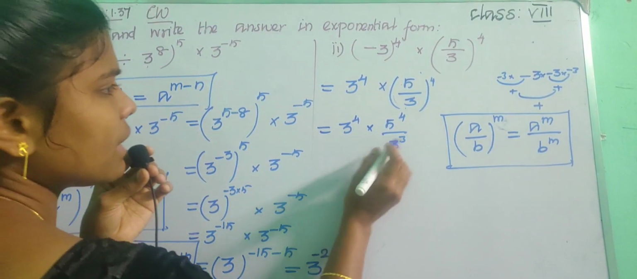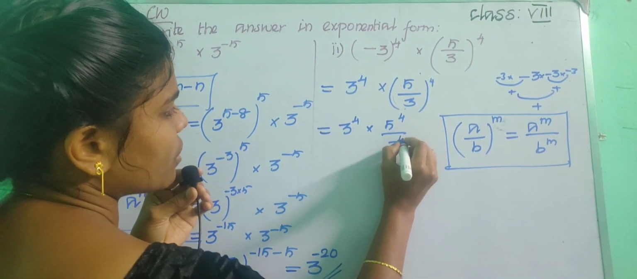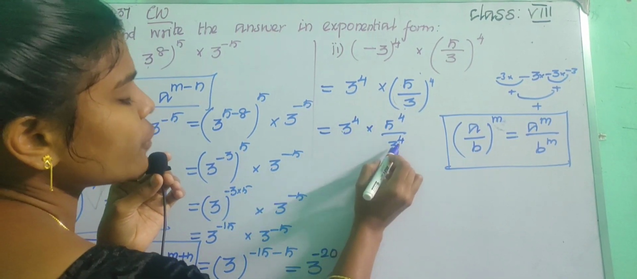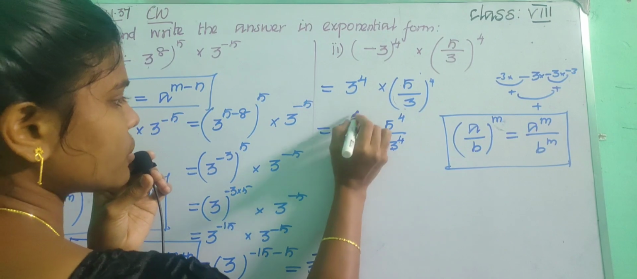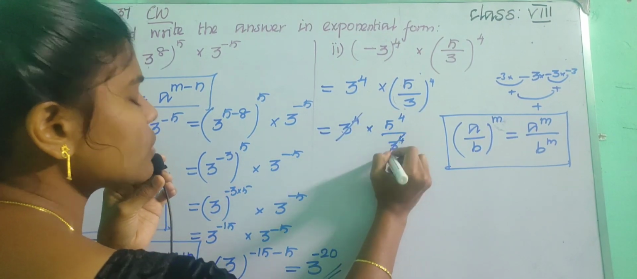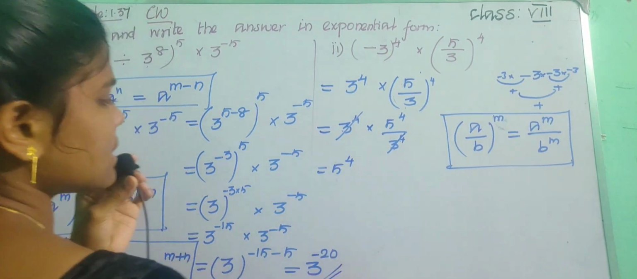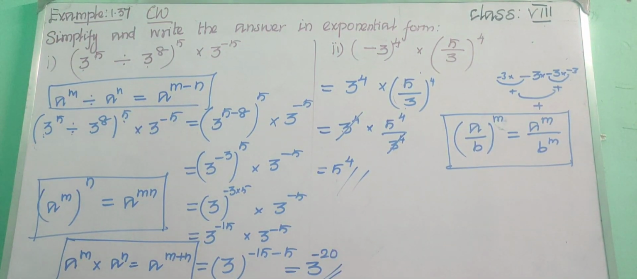See here, 3 power 4. Now what can we do? In the numerator we have 3 power 4, and in the denominator also we have 3 power 4. So can we cut this? 3 power 4, 3 power 4. So what is the answer? 5 power 4 is the answer. Okay children, so copy this in your classwork notebook.